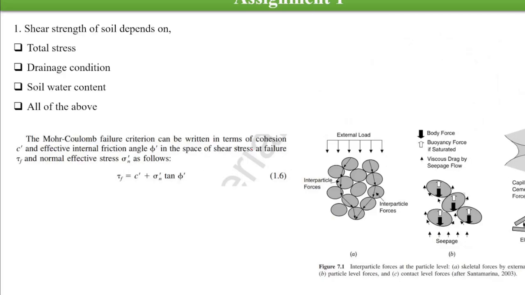After introducing this, we'll move to assignment number one. For the first question, shear strength of the soil depends on what? If we see the shear strength of the soil from the Mohr-Coulomb formulation, it is equal to tau = c + sigma_n tan phi, or in effective terms, c' + sigma_n' tan phi', right?